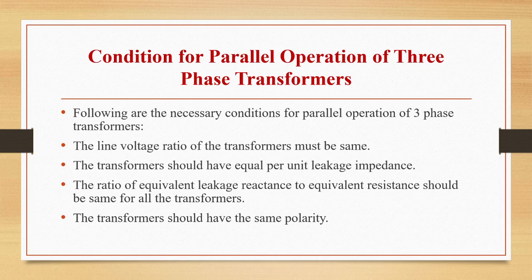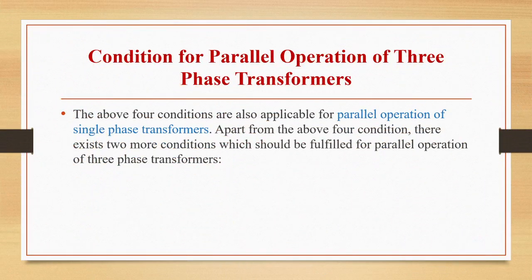So what are the necessary conditions? First one is line voltage ratio of transformer must be same. Transformer should have equal per unit leakage impedance. Ratio of equivalent leakage reactance to equivalent resistance should be same. And transformer should have the same polarity. So these four conditions are also applicable for parallel operation of single phase transformers.